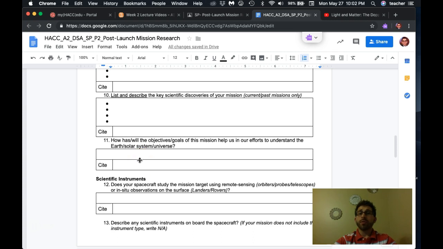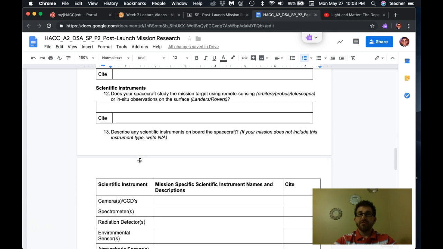How has or will the objectives of this mission help us in our efforts to understand the Earth, the solar system, and the universe? So why did we do this? How does it fit into the big picture? Is this a puzzle piece of a larger puzzle that we are now closer to solving? Or how have new questions been formed as a result of this mission? There might be new questions, a new puzzle. That would be excellent, actually.